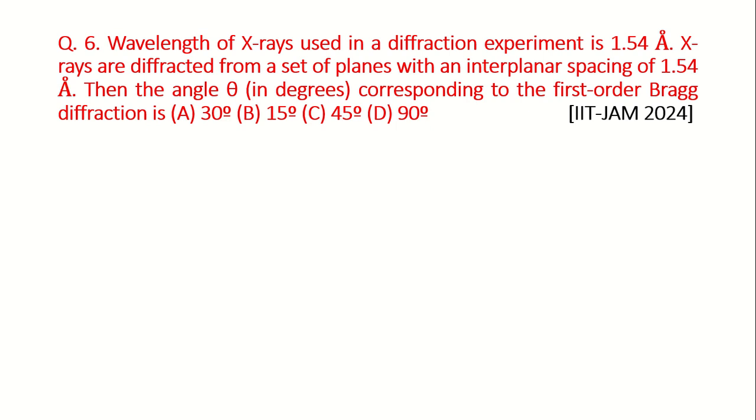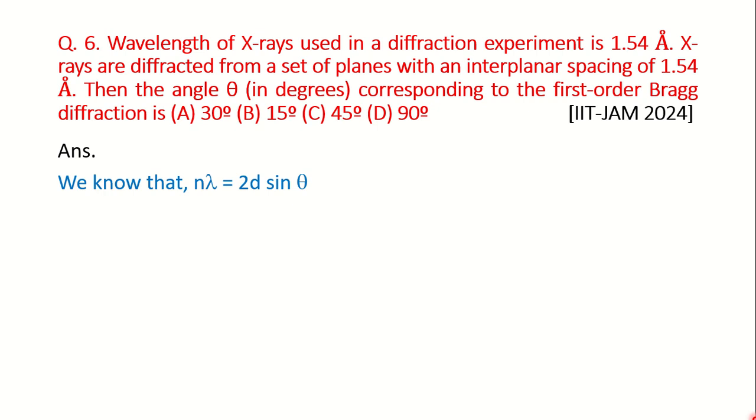This question came in IIT-JAM 2024. The wavelength of X-rays used in a diffraction experiment is 1.54 angstrom. X-rays are diffracted from a set of planes with an interplanar spacing of 1.54 angstrom. Then the angle theta, that is the glancing angle in degrees, corresponding to the first order Bragg diffraction should be what? You are given 4 options here: 30 degree, 15 degree, 45 degree and 90 degree. So let's find out the answer here.